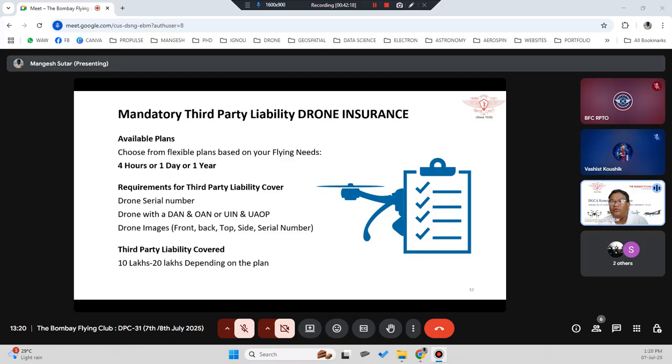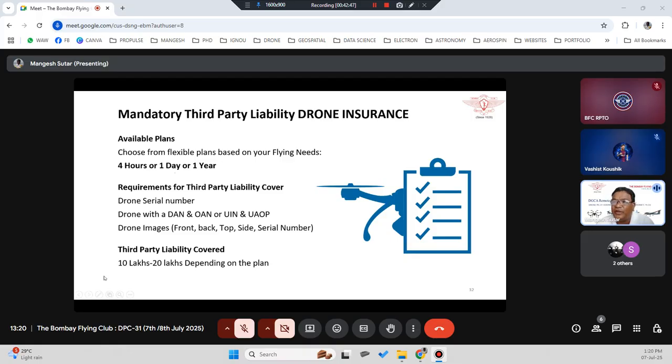So when you are applying for insurance, you have to give the drone serial number along with the UIN number and the images of your drones, and you have to apply. And then you have to specify how much cover you are giving, whether it is for 10 lakhs, 20 lakhs, depending on the plan, your premium will be defined. So depending upon the amount or duration for which you are taking the insurance, what you are covering in the insurance, and what third party liability you are covering with that insurance, that will define your premium.